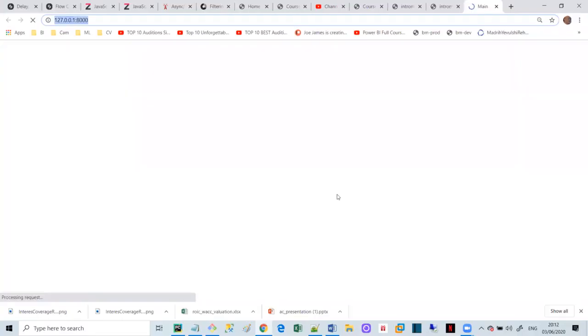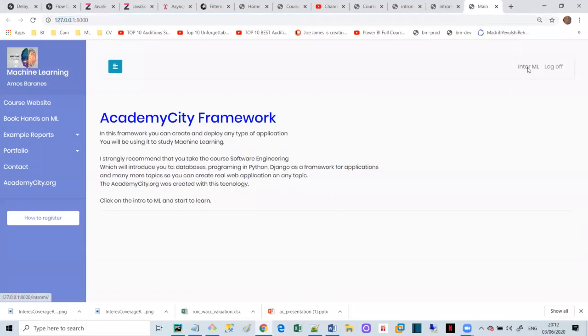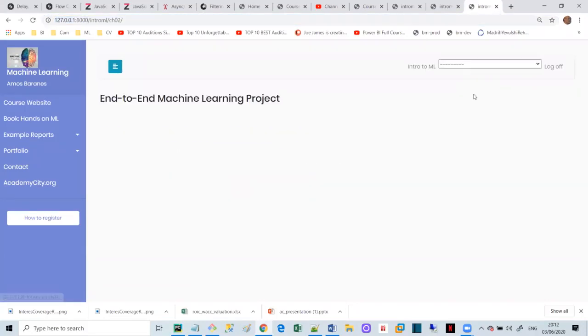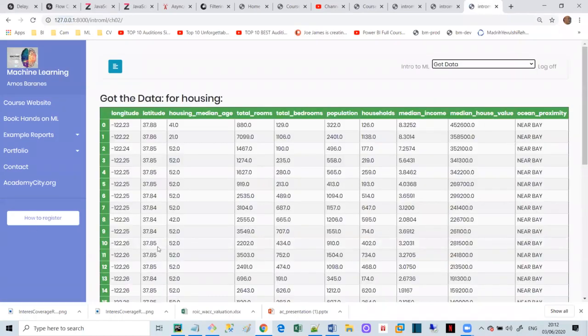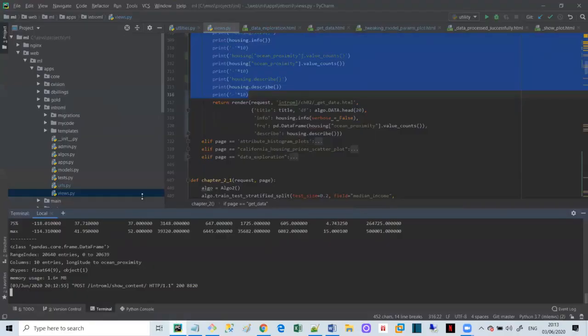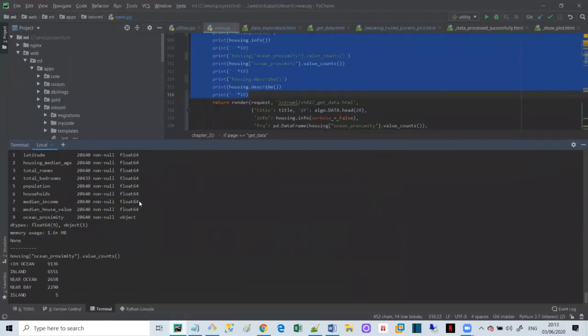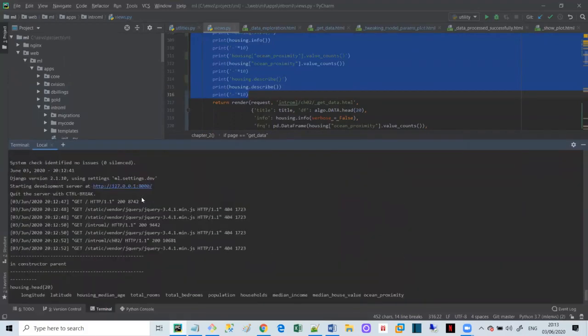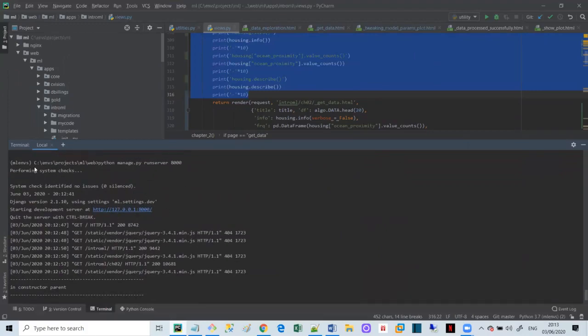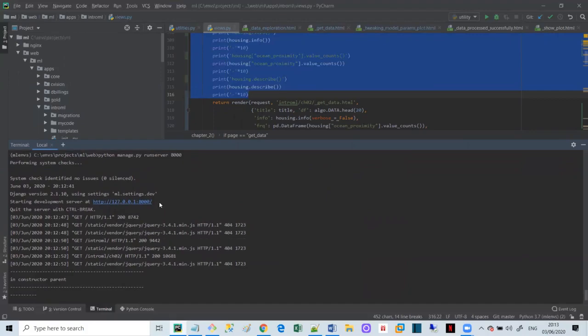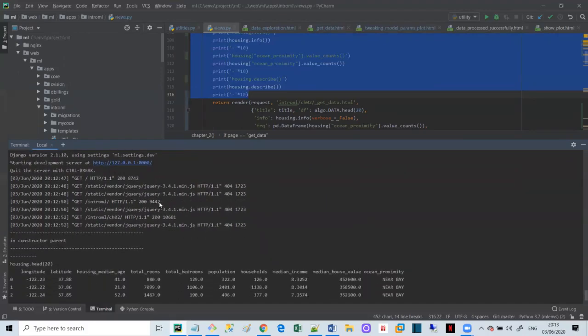I'm opening the application. I'm going to chapter 2, and I'm going to choose get data. I got it here. I want to see some information here, and you will see the rest. We're going to go over it. So why did I restart the whole thing? Because this is the beginning. I did Control-C and shut it down. I ran that command, and it started cooking. When I clicked on get data, it generated all that stuff.